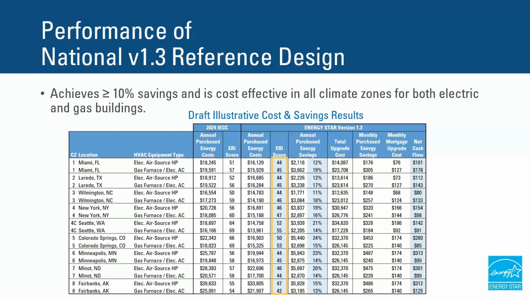So now that we had the reference design set, the proposed ERI path and prescriptive path performance targets are complete. So I want to look at the ASHRAE path.